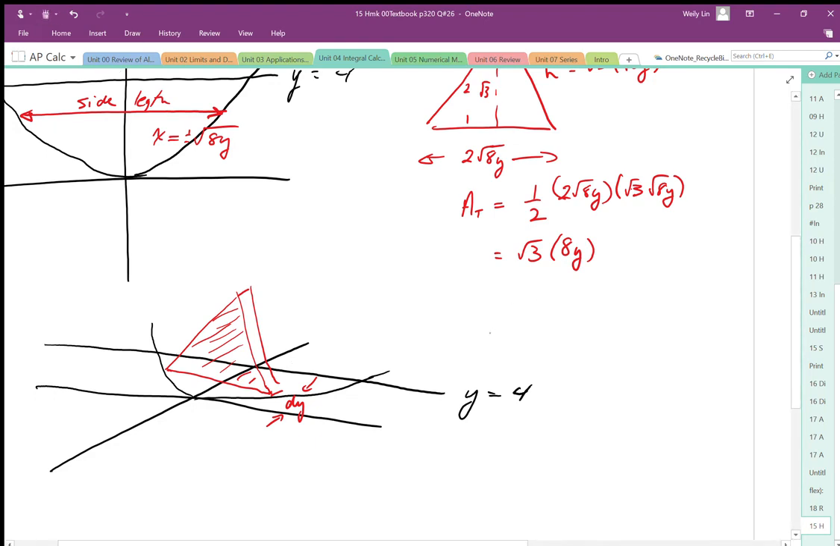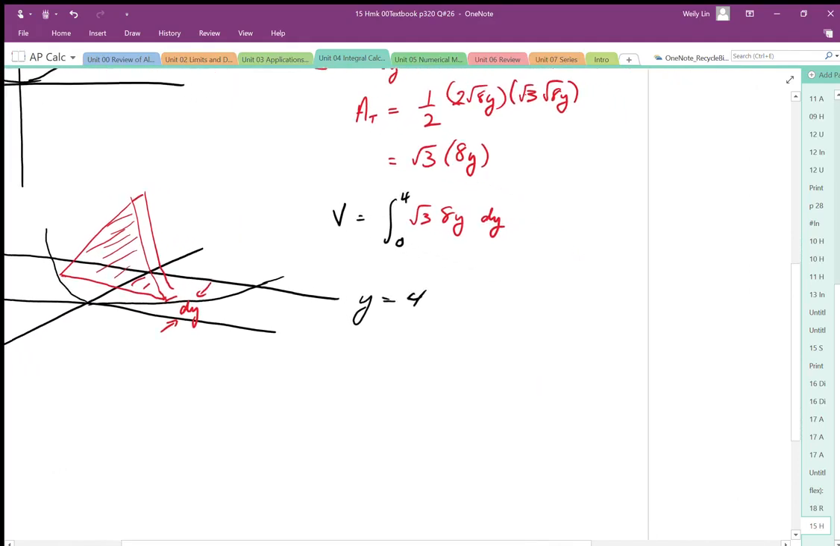So I'm going to integrate from y equals 0 to y equals 4. And the area is going to be root 3 times 8y times dy to give it volume. I can now evaluate this integral. The volume then works out to be 8 root 3 times y squared over 2, and we're going to integrate that from y equals 0 to y equals 4.